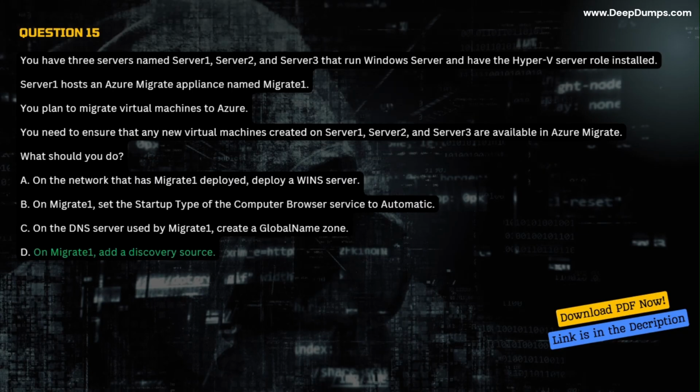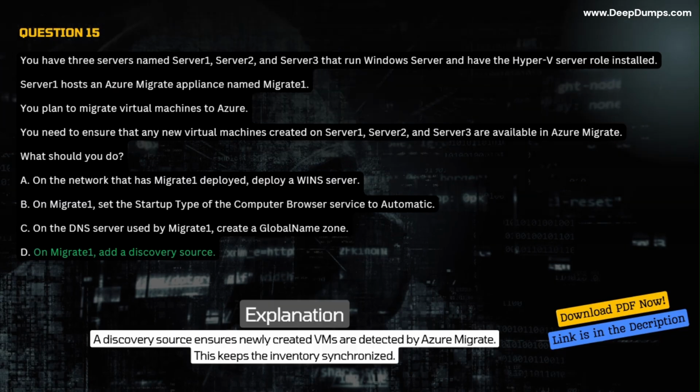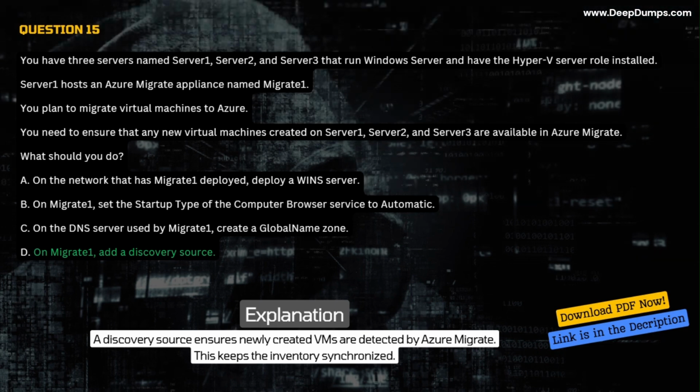On Migrate 1, add a discovery source. Explanation. A discovery source ensures newly created VMs are detected by Azure Migrate. This keeps the inventory synchronized.